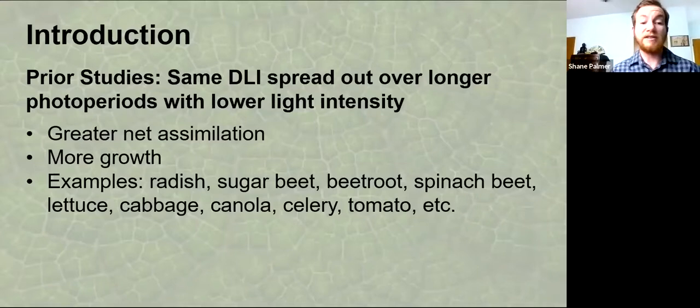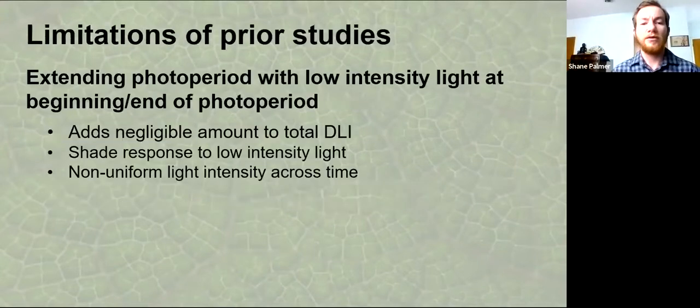Some examples of plants that have been studied with this particular aspect are radish, sugar beet, beetroot, spinach beet, lettuce, cabbage, canola, celery, tomato, etc. There's quite a lot, but a lot of this hasn't been done very recently. One of the limitations for a lot of these studies, when I was looking through them, is the technological limitations at the time.